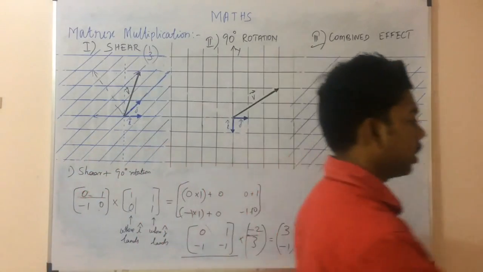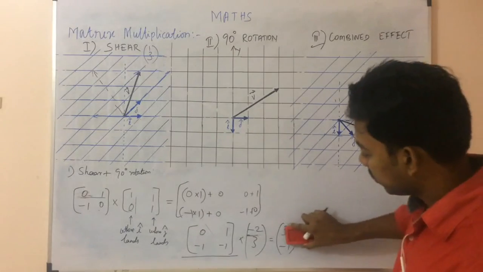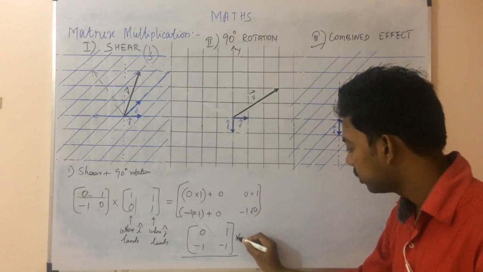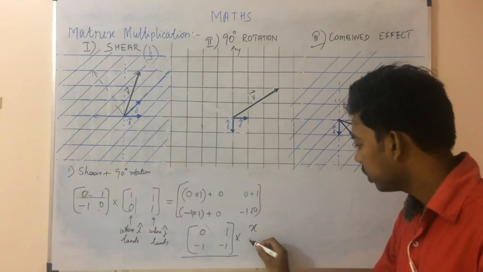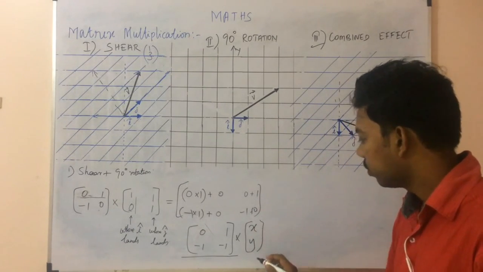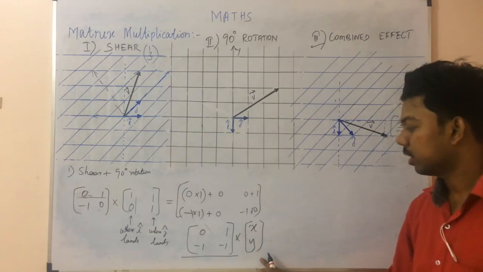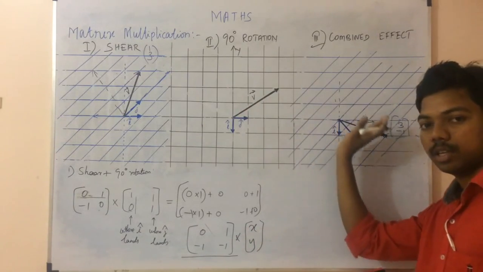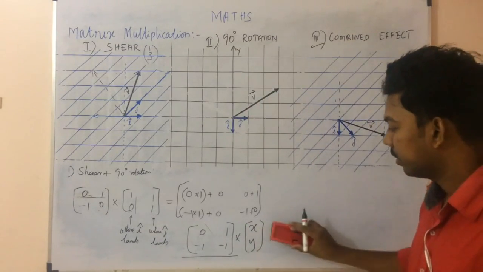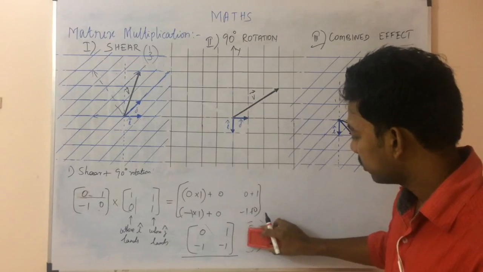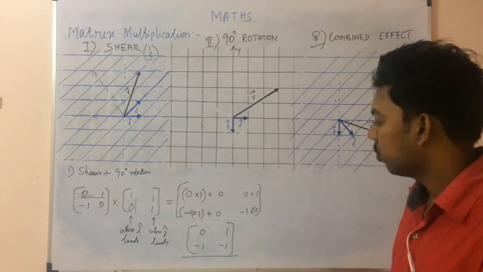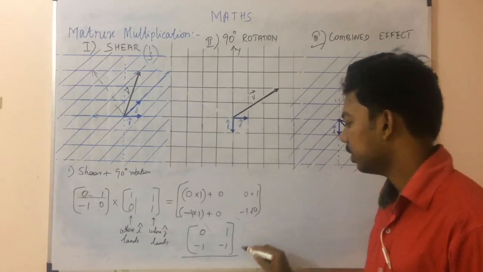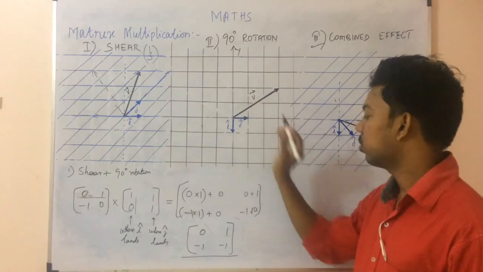Now here you can give any vector. In general notion, you can give any xy vector. If you multiply with this matrix, you will get the final vector after the transformation. Now I am erasing it. I am considering the unit vectors only. So this will be the combined effect of first shearing and then rotation.